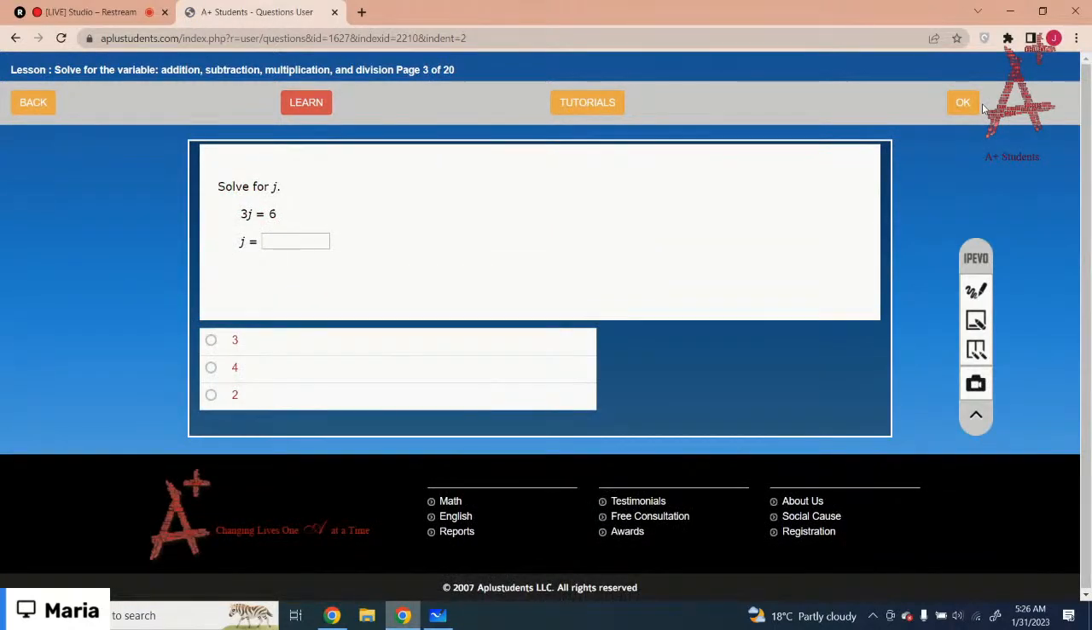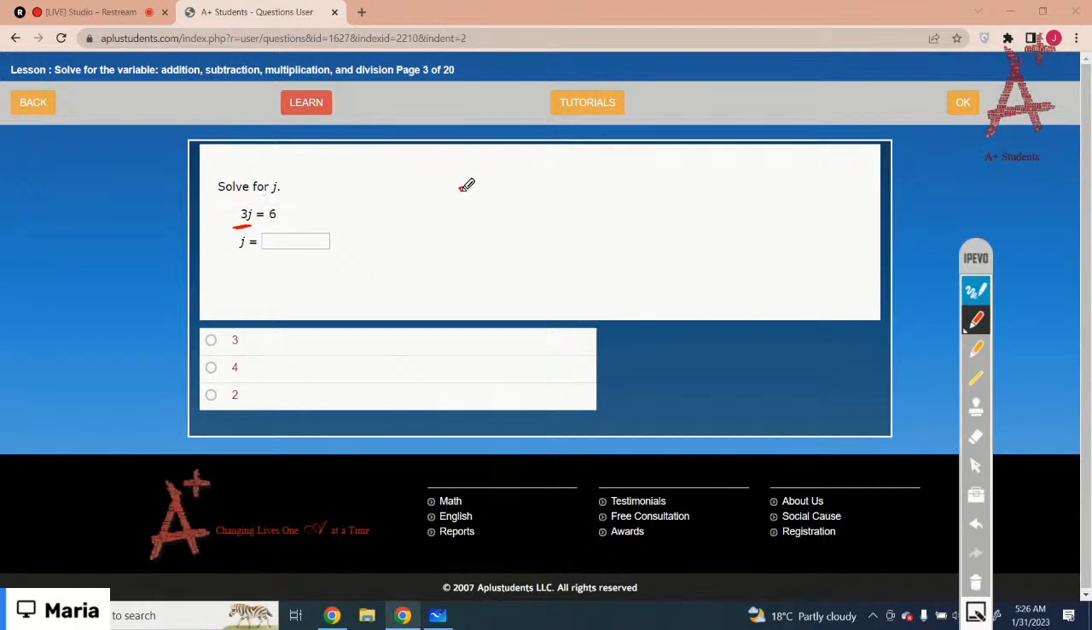Okay, the next one is 3j equals 3. So you have to remove that 3 from here. Got it? So opposite to multiplication is division. You have to divide it by the 3. So just divide it by the 3. It would be 3 times what number is 6? 3 times 2 is 6. So that means the correct option is 2. Got it? Just select the correct option, then click on the OK button.